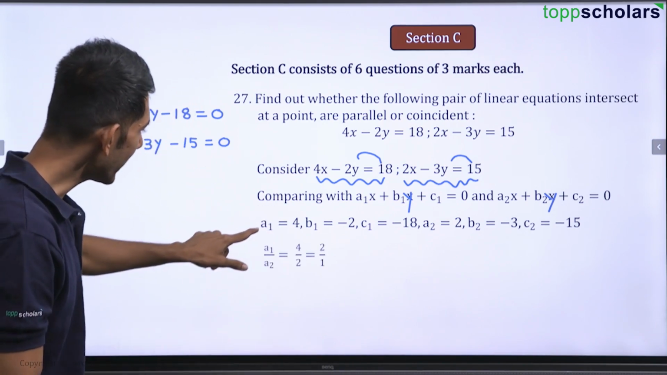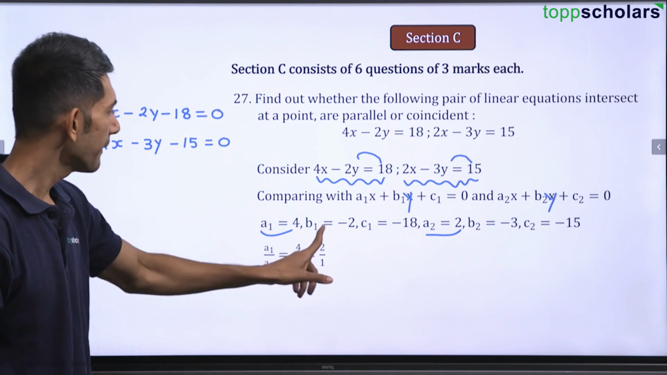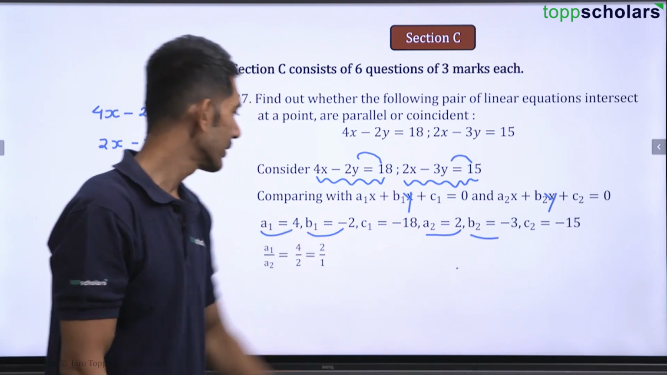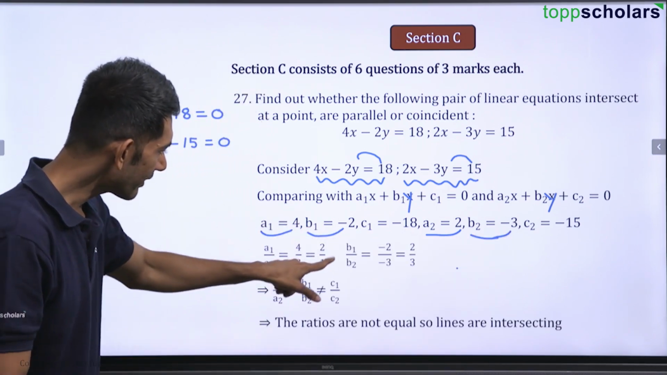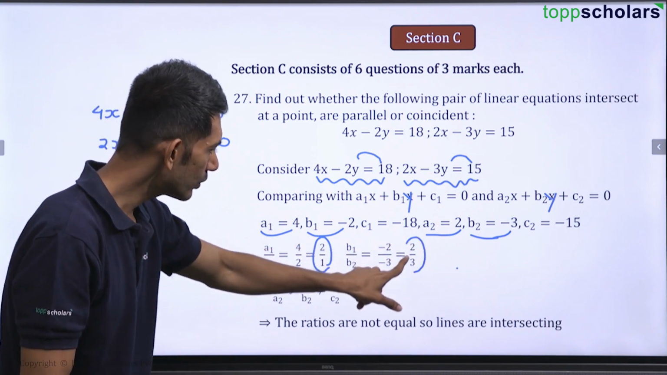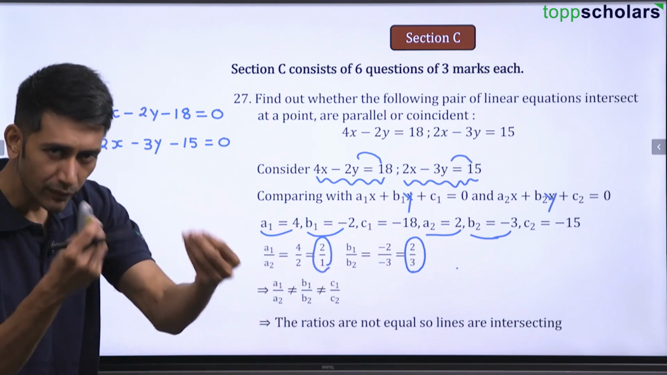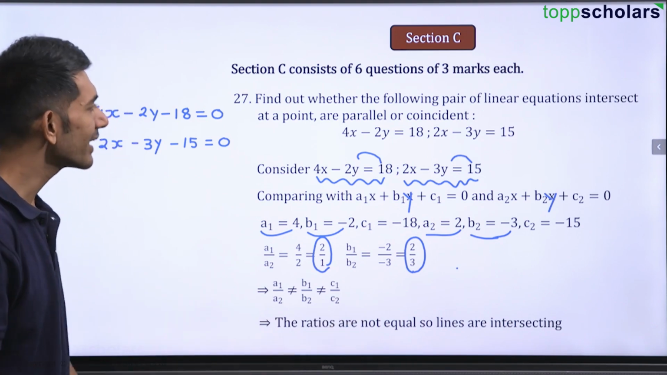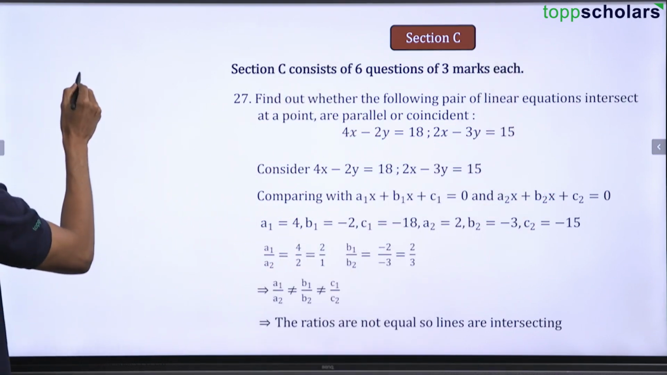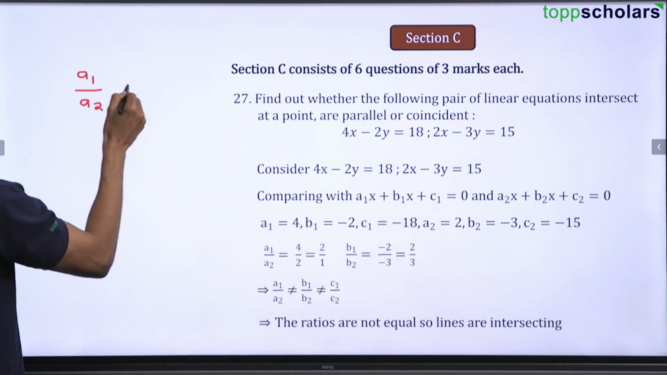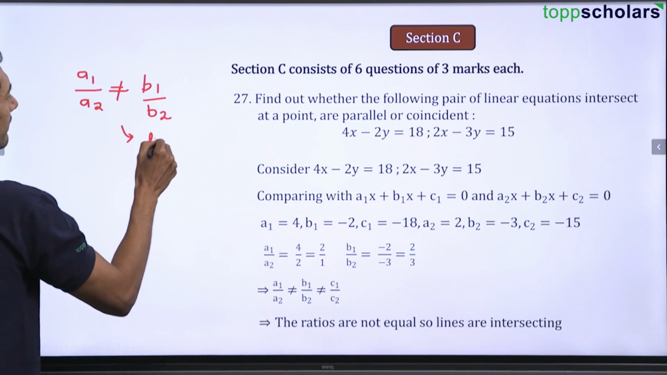Once I take a1 by a2, that gives me 4 by 2, that is 2 by 1. Then take b1 by b2, that gives you minus 2 by minus 3. So can I say a1 by a2 is 2 by 1, b1 by b2 is 2 by 3, and a1 by a2 and b1 by b2 are not equal. You don't even need to find c1 by c2. So once you get this, you can say that the lines are intersecting, correct? So if you want to recall the condition, if a1 by a2 is not equal to b1 by b2, what will you write down? You will write down intersecting.